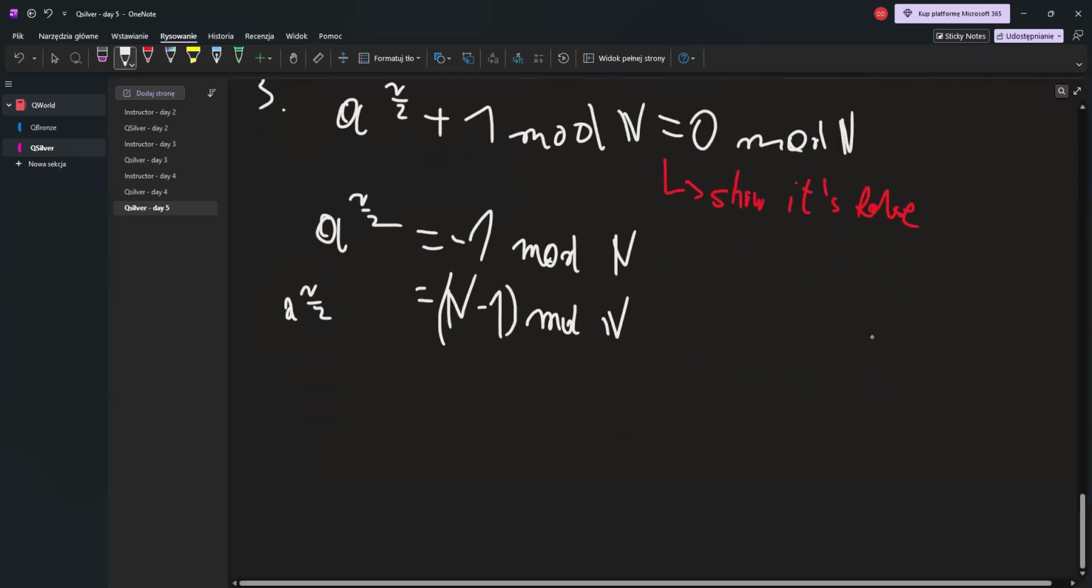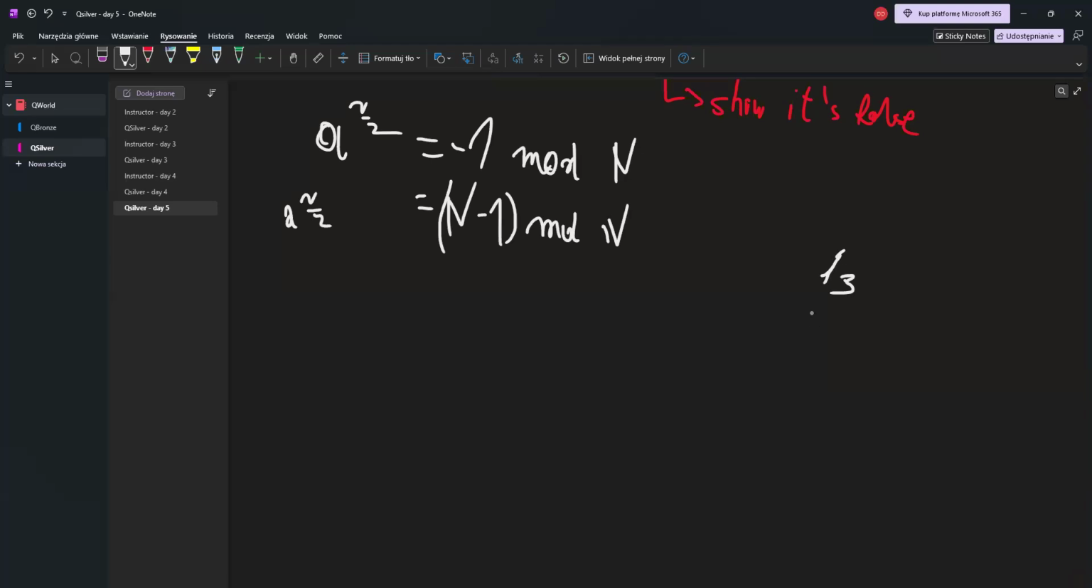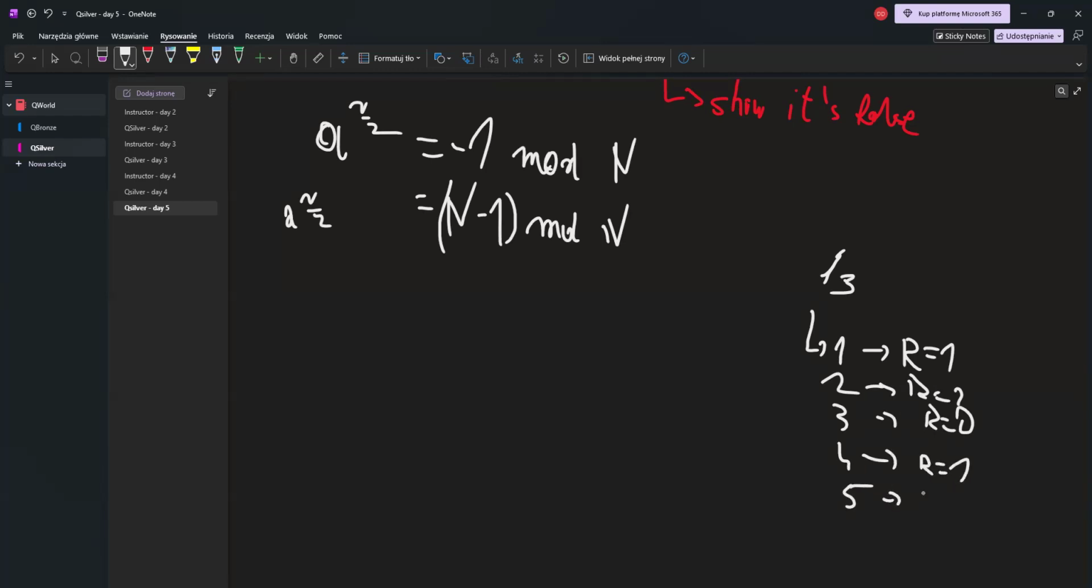So for example, if we are dividing by 3, then for the number 1 we get remainder equal to 1. For 2 we get remainder equal to 2. For 3 the remainder is equal to 0, yes. For 4 it's equal again to 1. Then for 5 it's equal to 2. And then again it's equal to 0, yes. So you can see a kind of a cycle here.